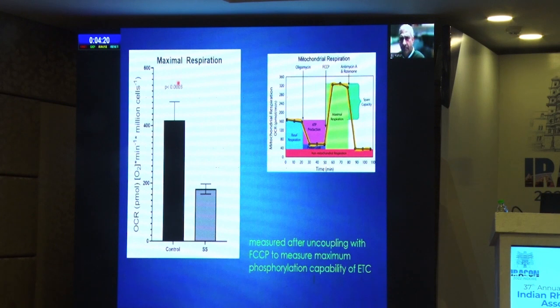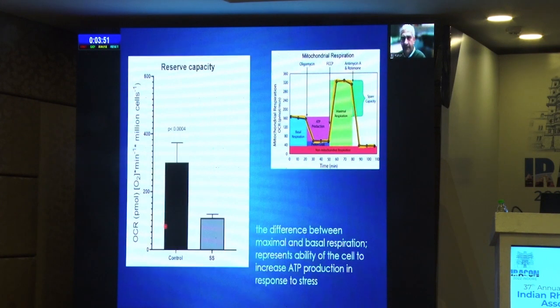This slide shows the maximal respiration, which is measured after uncoupling with FCCP to measure the maximum phosphorylation capability of the electron transport chain. This is the maximum respiration of cells derived from Sjogren's syndrome compared to control subjects. It can be seen that maximum respiration was significantly lower in the Sjogren's syndrome subjects compared to control.